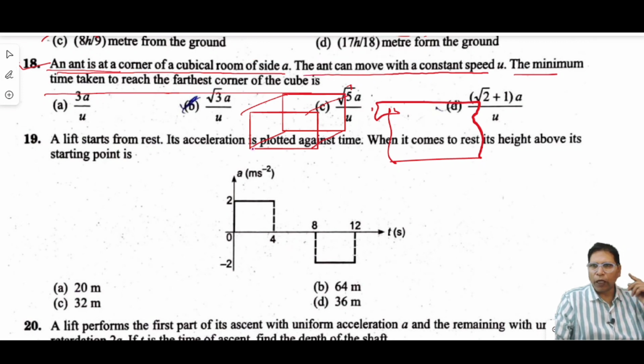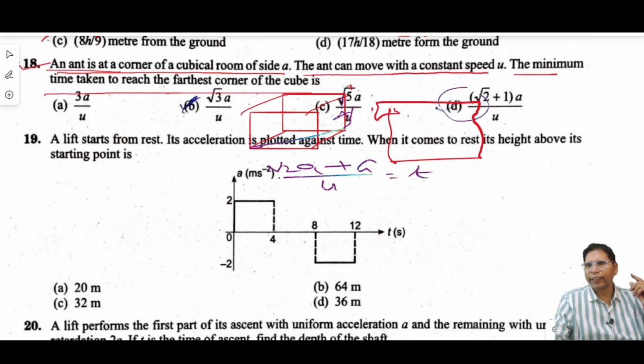Now the shortest path for the ray. Look at this: this diagonal plus this height. This diagonal is root 2 into a, plus a. So the total distance is root 2 a plus a. The time taken is distance by speed, so this is the time. So option D is correct.